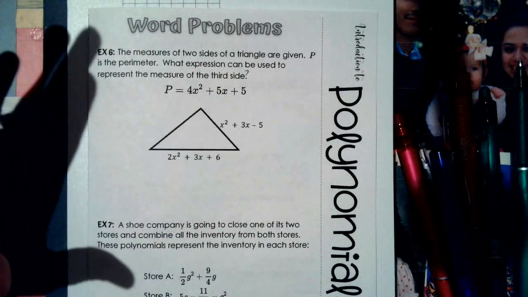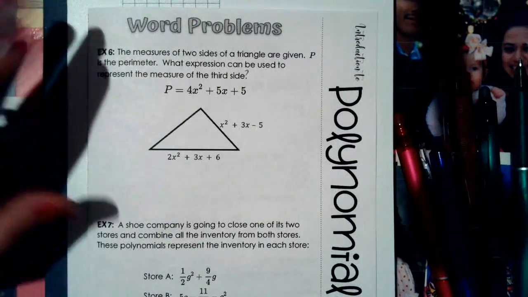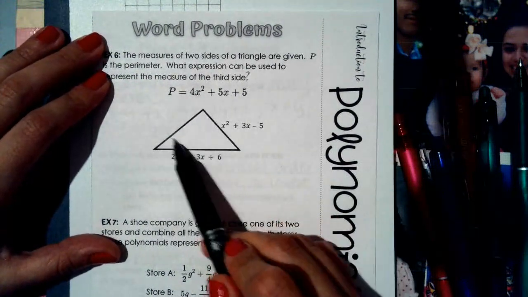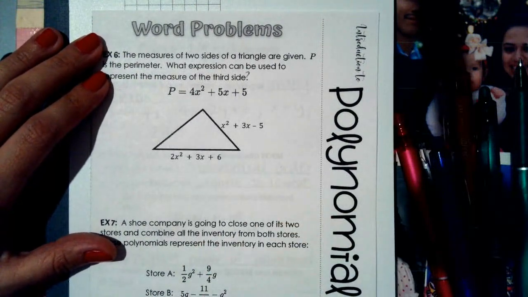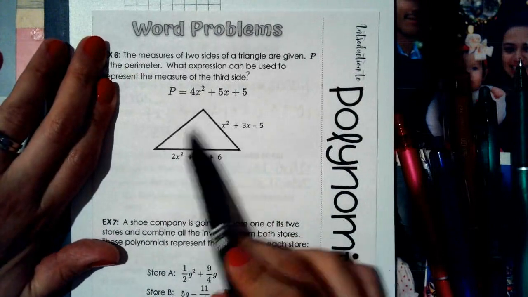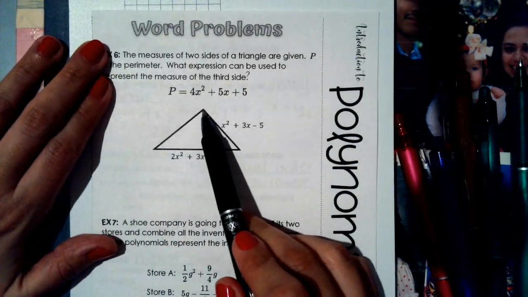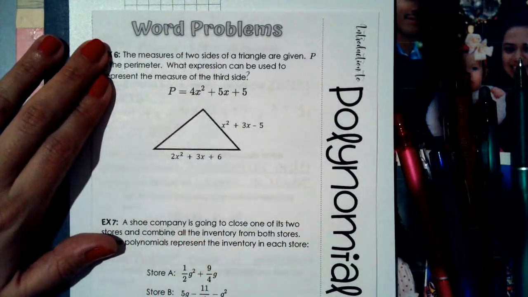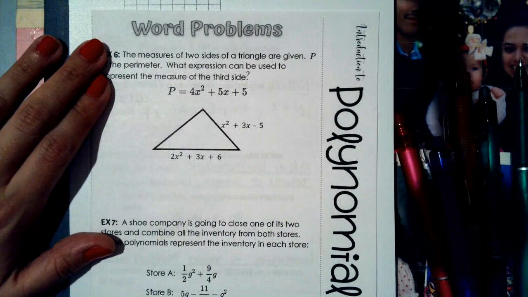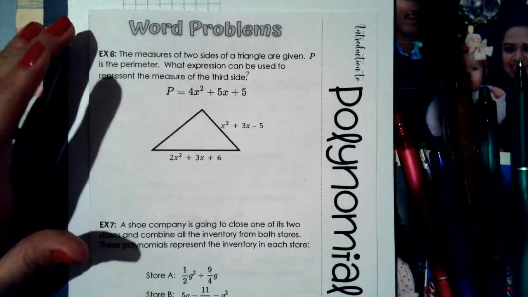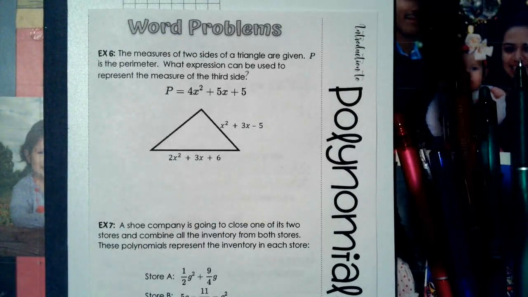So perimeter, if you remember back to when you learned perimeter, perimeter is the combination or addition of all sides of whatever polygon you have. Hear that word again, poly? So what they're wanting us to do here is add up all these sides to give me that one side. And what we have to do is find the missing side.